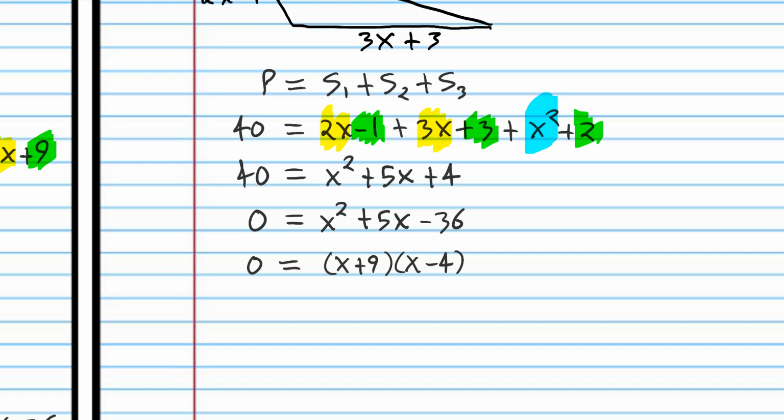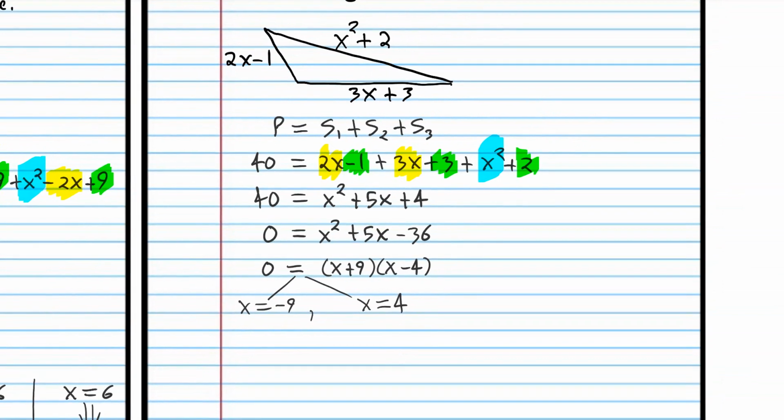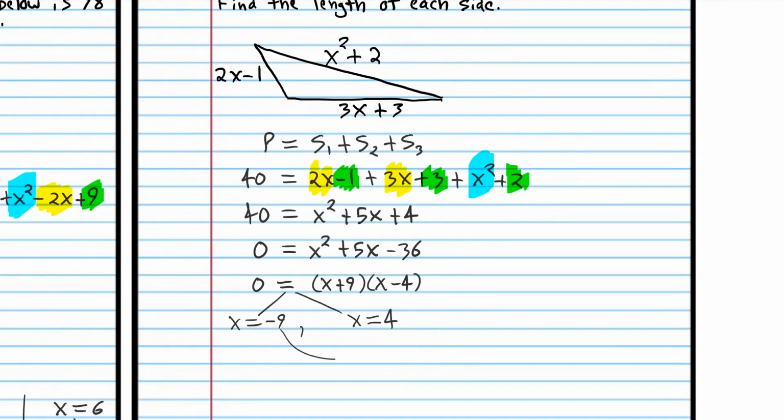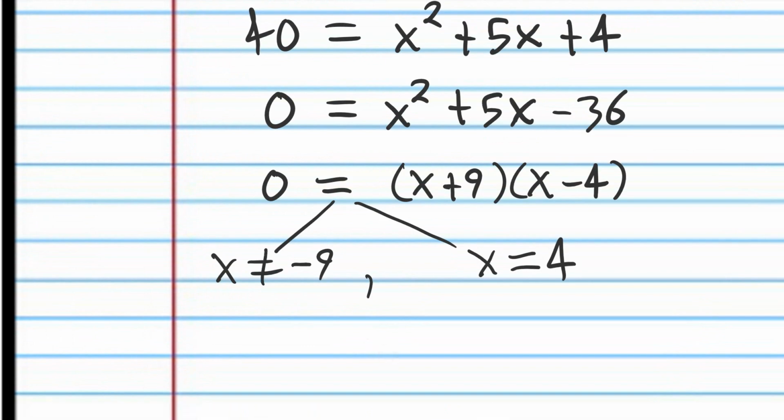So why did we do that? Well, we did it because now we can see the 2 solutions, negative 9 and 4. But just like in the other problem, if we plug in negative 9, that's going to give us a negative length. There is no such thing as negative length. So this is just an extraneous solution. We can just cross that out.